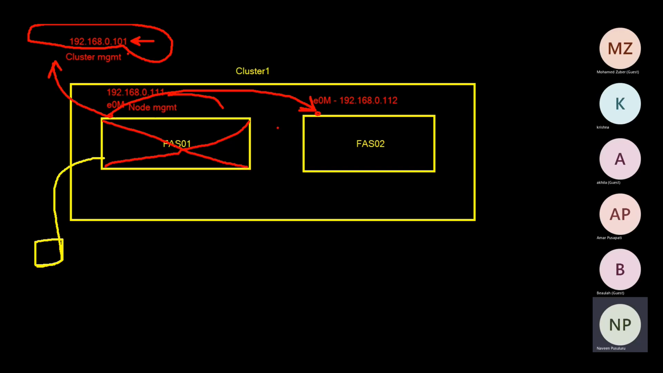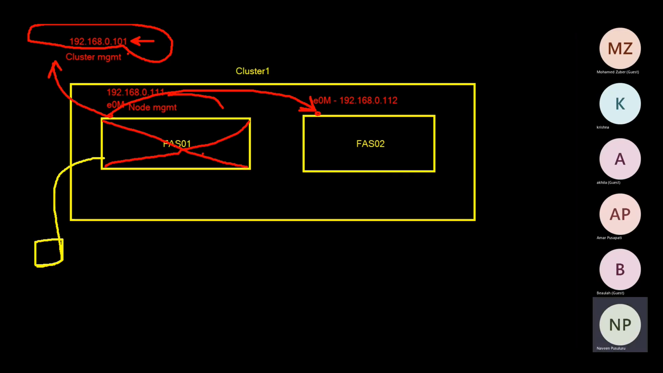So you will not lose the connection. Even if you lose the connection, it will re-establish. You can connect to the cluster and you can see what happened. That is the reason we have a node management port and node management IP for individual nodes, and we have one cluster management port and cluster management IP for the entire cluster. Okay, did you get it, or any confusion, or do you want me to repeat it one more time?